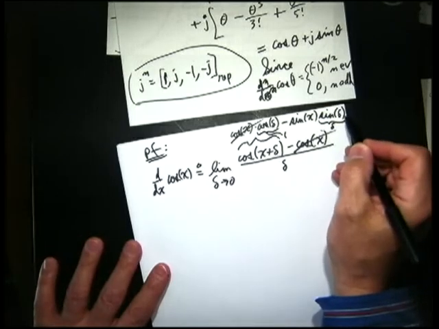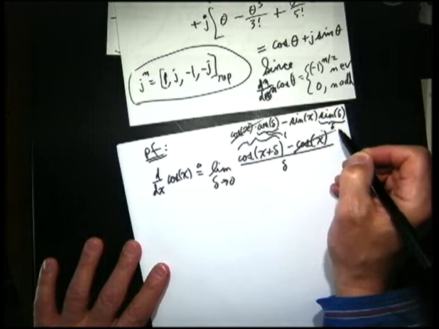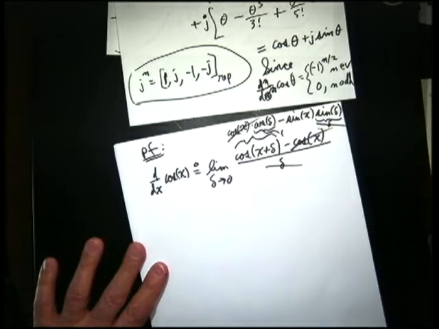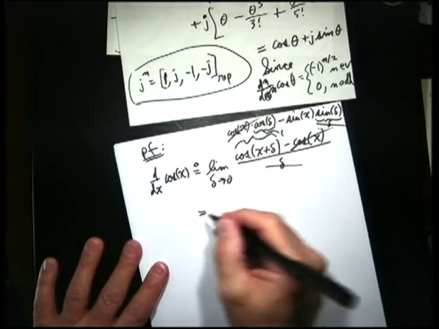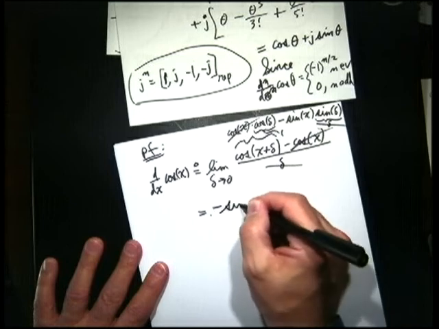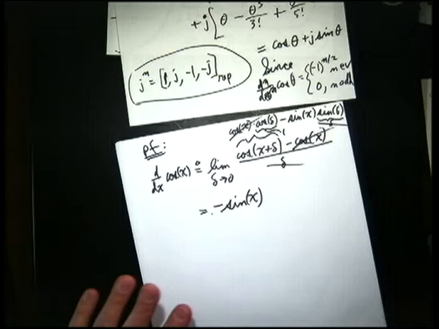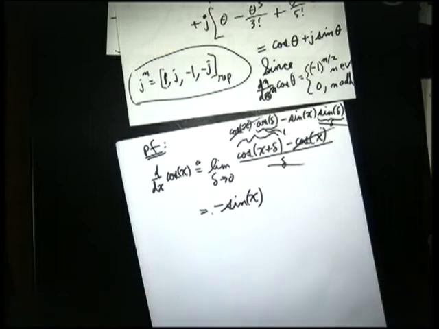So you replace sine of delta by delta, and then you get a cancellation of delta in the numerator and the denominator, and what's left is minus sine of x. And this is something you probably remember. So you probably remember that the derivative of cosine is minus sine.